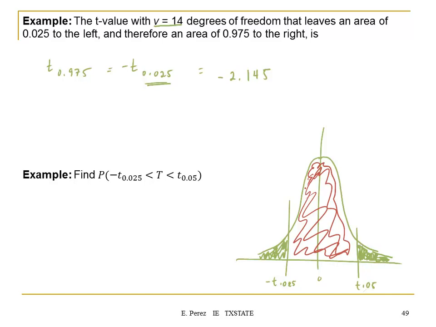That's correct. So you look at the complement, right? You have those two areas, and you have to subtract those areas from 1. So this is equal to 1 minus 0.025 minus 0.05, and that is 0.925. So the probability of minus t of 0.025 less than t less than t of 0.05 equals 0.925.